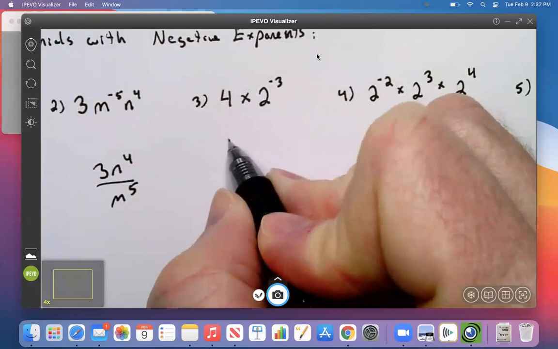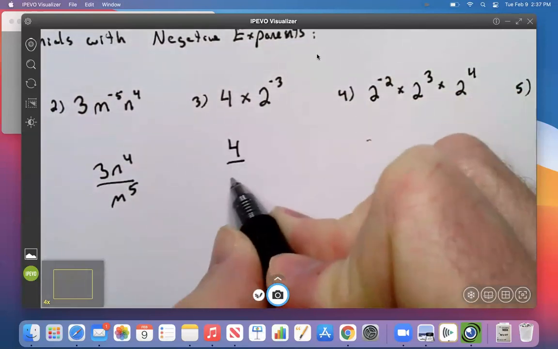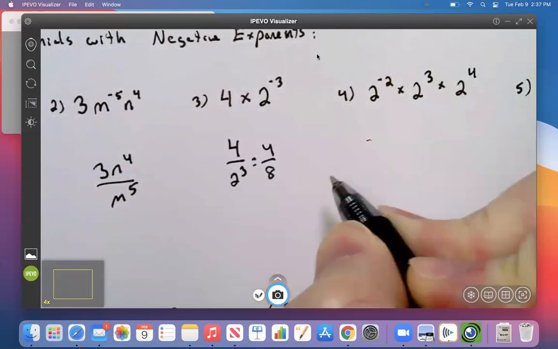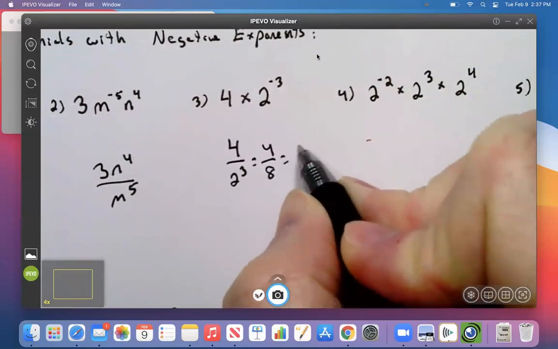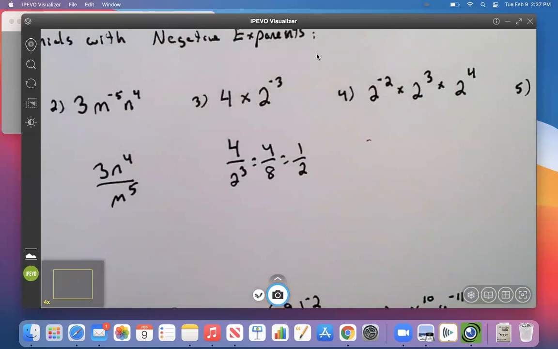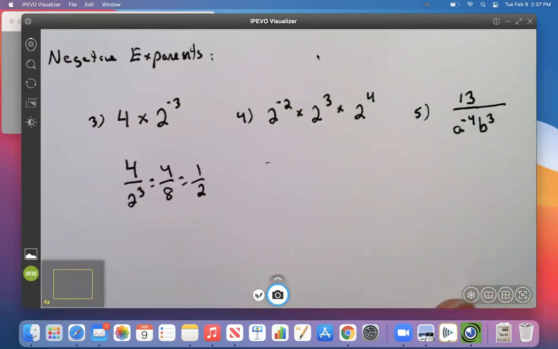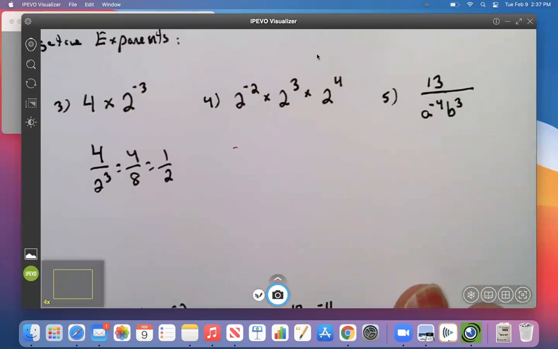The 4 can stay up top. The 2 cubed needs to go to the bottom. 2 cubed is 8. And 4 over 8 simplifies to 1/2. Write your answers in simplest form. Simplest form will never have a negative exponent. Let's try number 4.